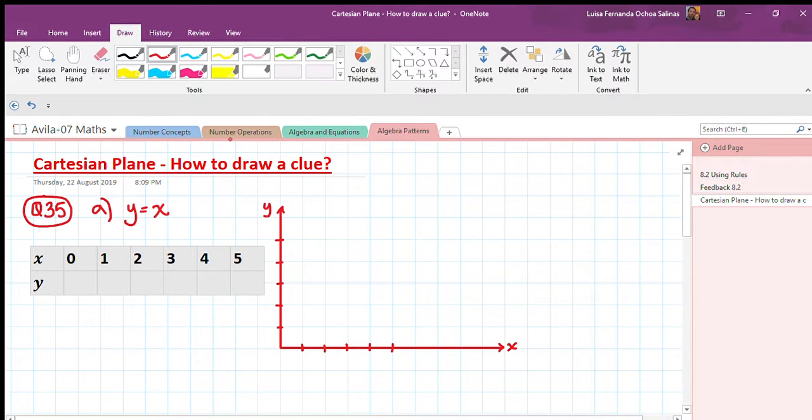Okay, girls. Some girls approached me today and said they wanted me to do a video explaining question 35, and I think question 36 as well. But this video is about question 35 on the Cartesian plane homework.